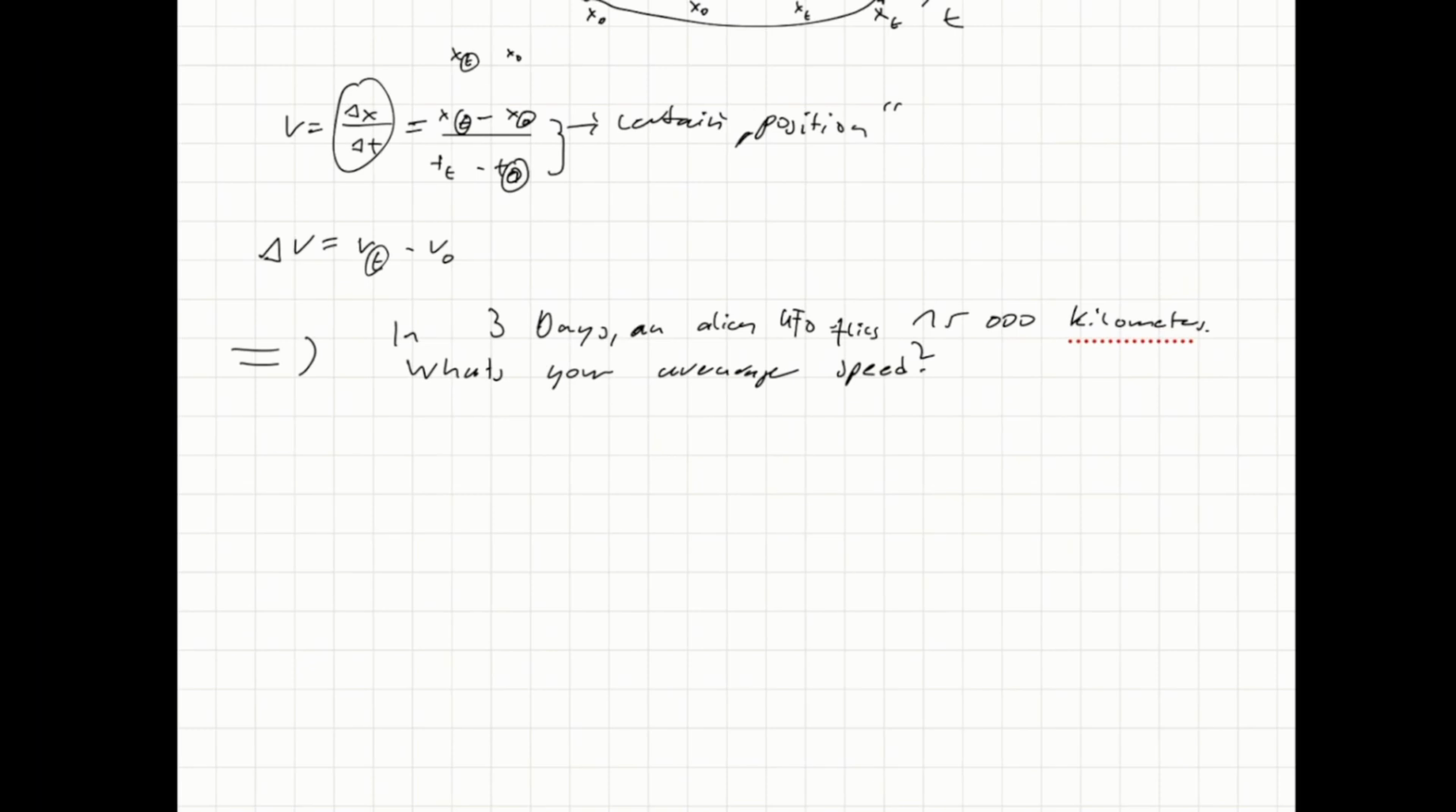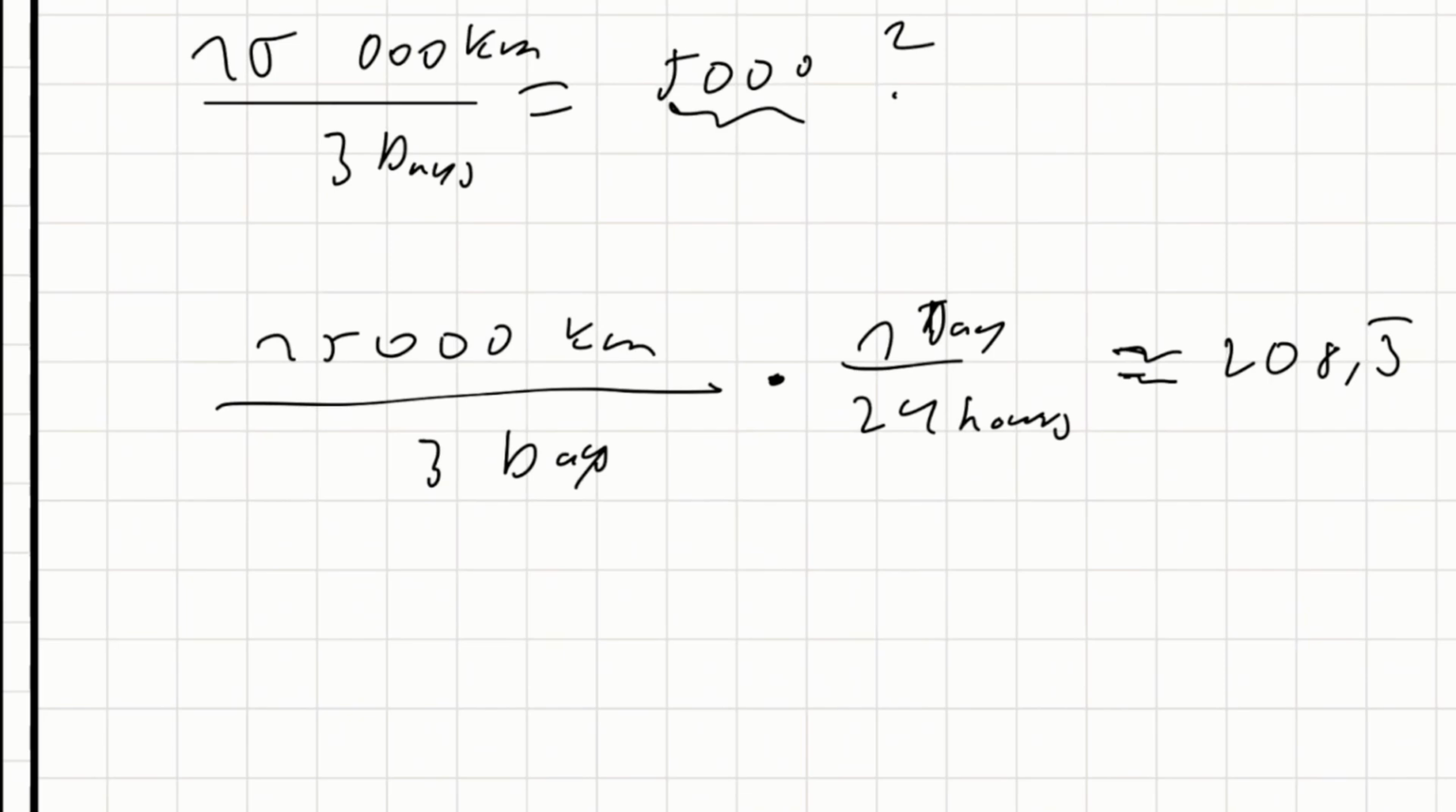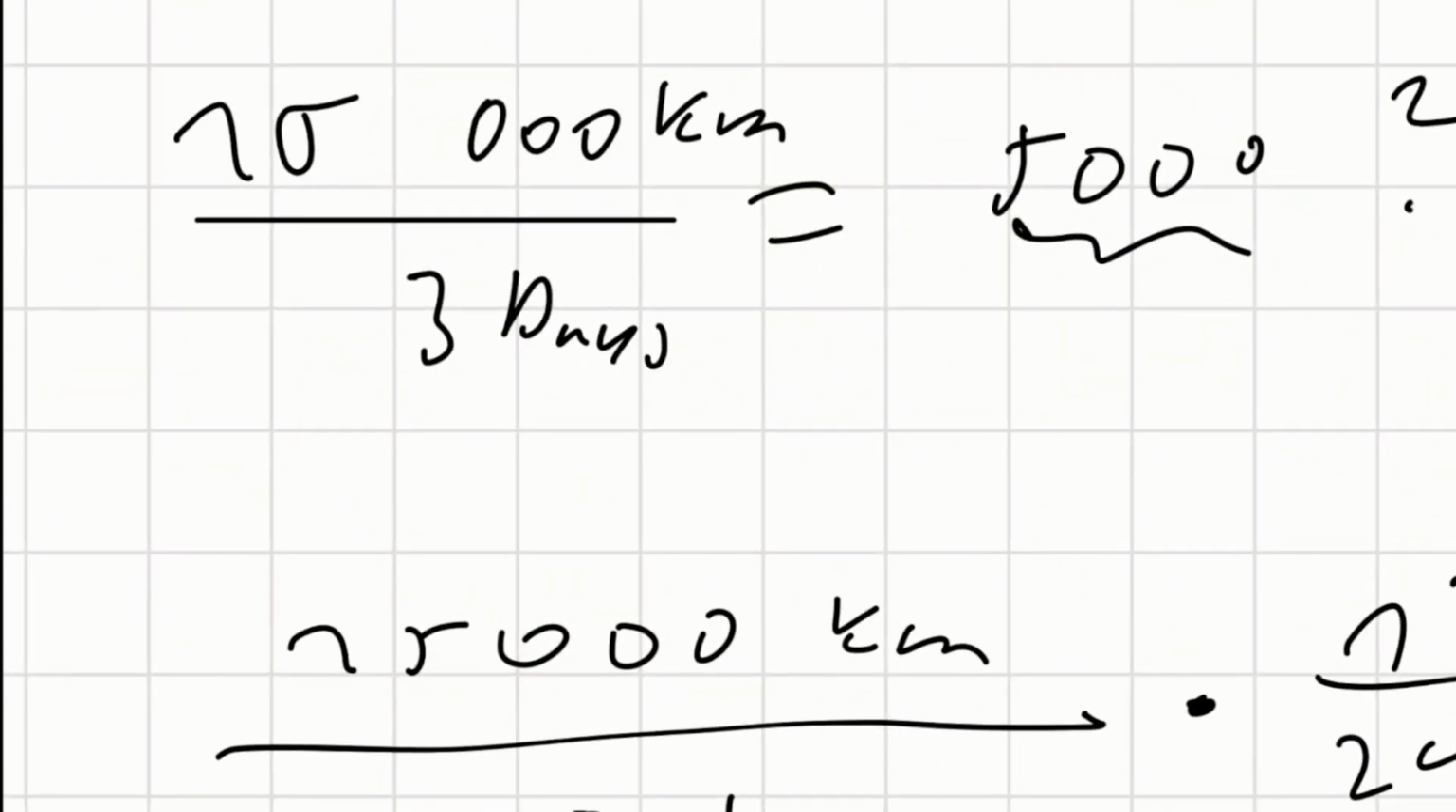In 3 days, an alien UFO, or I don't know how to pronounce this, flies 15,000 kilometers. What's your average speed? So you are the alien. Try to pause the video and figure it out. So actually, you don't need any formula here. You just need this idea. So 15,000 kilometers, we know this is our distance.